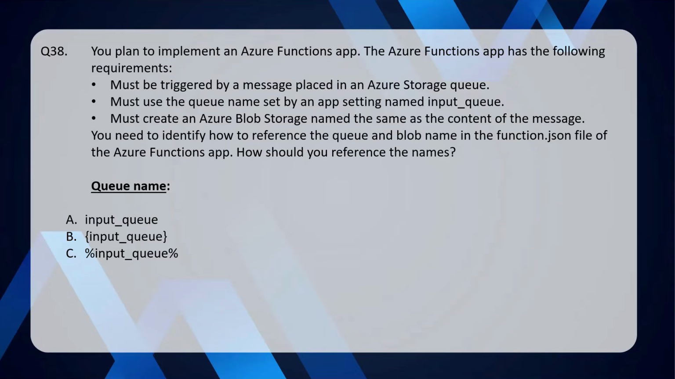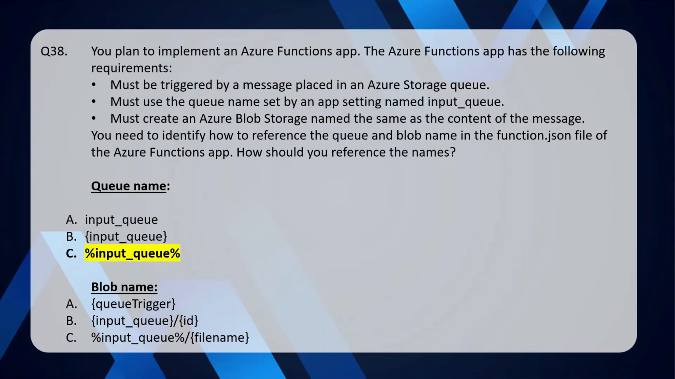The first part of the question is talking about queue name. And then you have three options, which are the variations of the input queue. Now, folks, in Azure Functions, app settings can be referenced in functions.json using app setting name inside the percentage marks. So if the app setting is named as input underscore queue, the queue name should be percentage input underscore queue percentage.